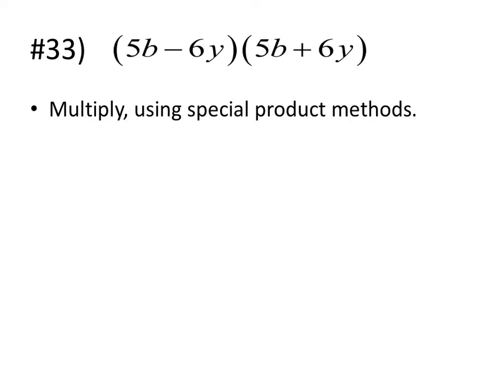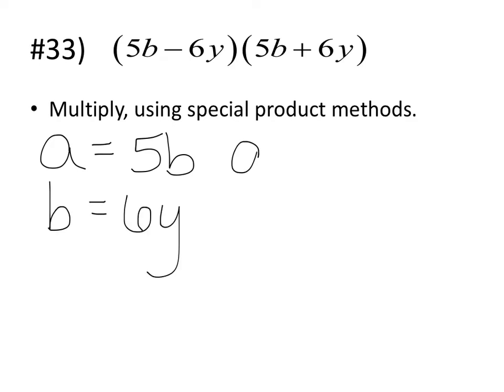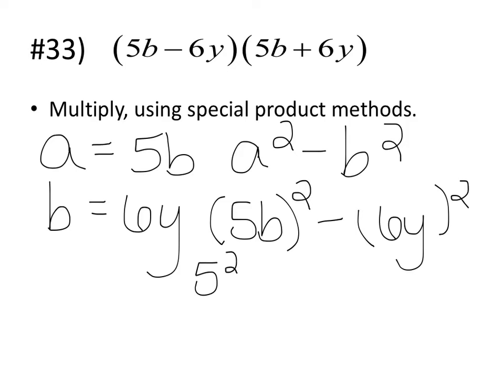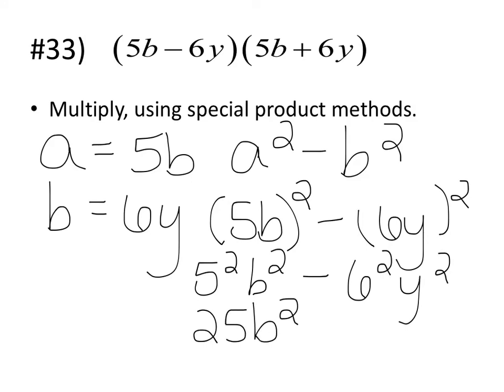And then here you have a sum and difference of two terms again. So again you say A is 5b and B is 6y. So you want a squared minus b squared. So A is 5b squared minus b is 6y squared. So 5b squared is 5 squared times b squared minus 6 squared times y squared. So you get 25b squared minus 36y squared.